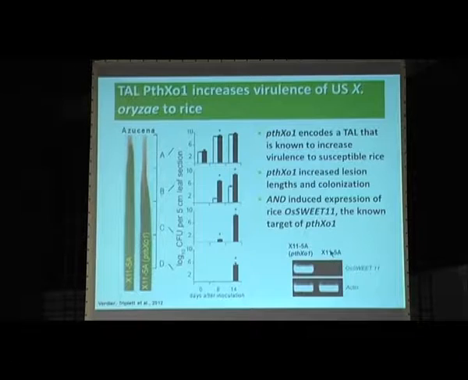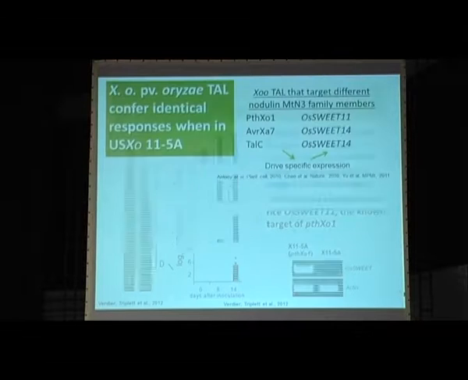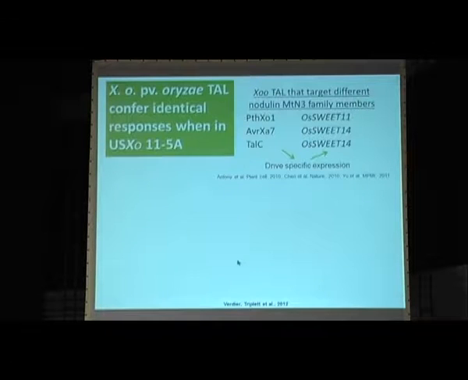And we measured the ability of these bacteria to induce expression of the OsSWEET target, the gene that they're known to target. This is the virulence gene that they're known to target. And sure enough, when they harbor that particular effector, they induce the known target, but not when they don't harbor the AVR gene, or the effector.